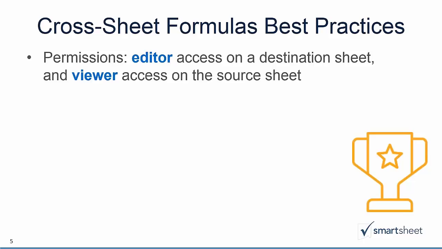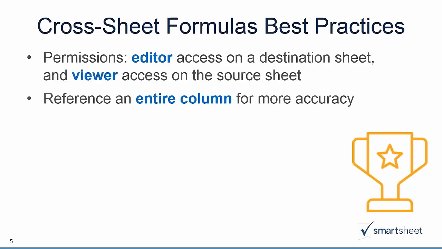So the sheet wherever you're actually typing out that formula with that equal sign, you want to make sure you're at least an editor on that sheet, which means that you can actually type in a formula on that sheet. But whatever your source sheet, wherever you're pulling that data from, you can be simply a viewer on that sheet. So you don't necessarily need to be an editor on the data you're pulling into a cross-sheet formula.